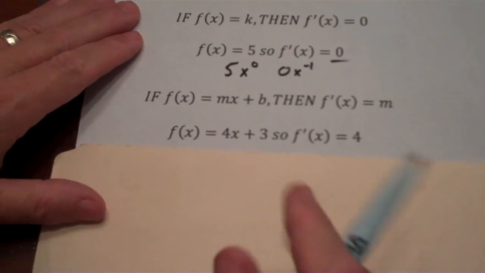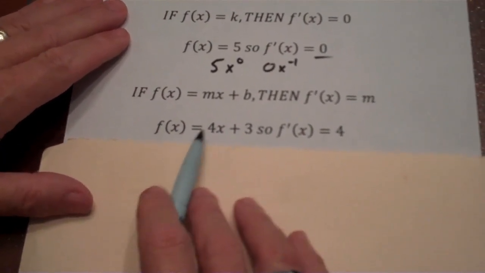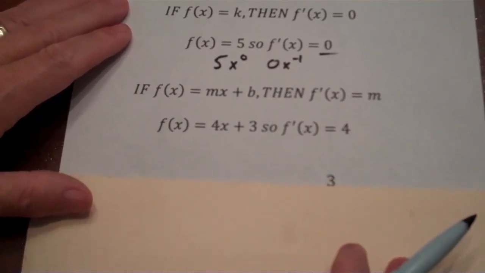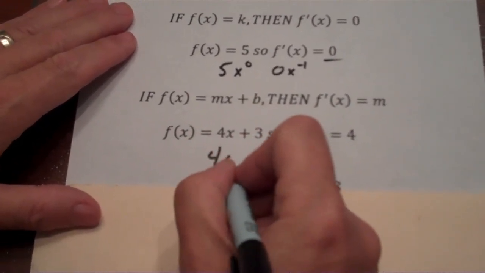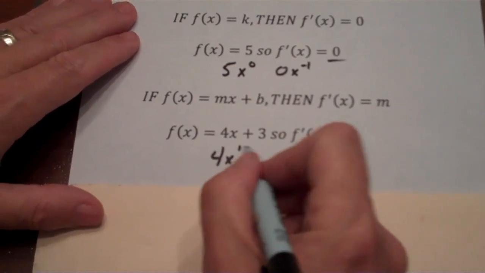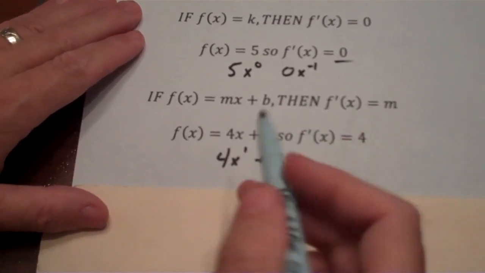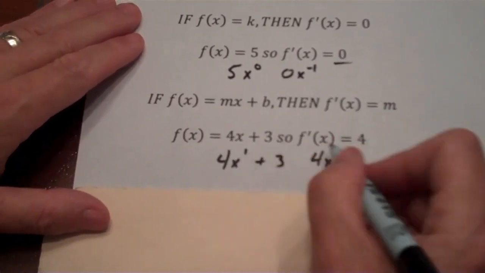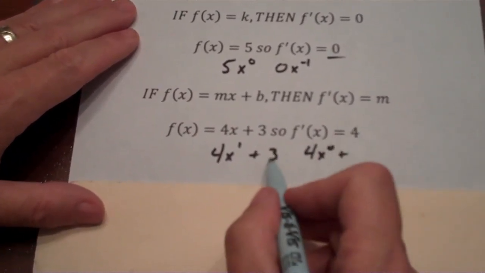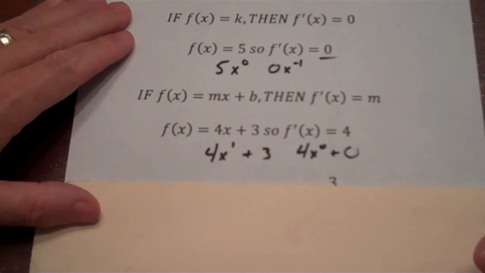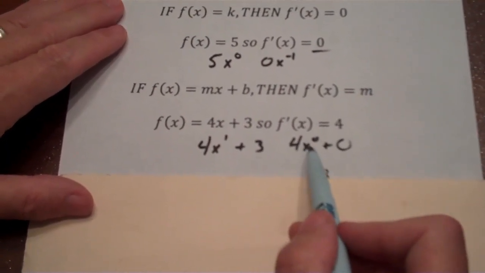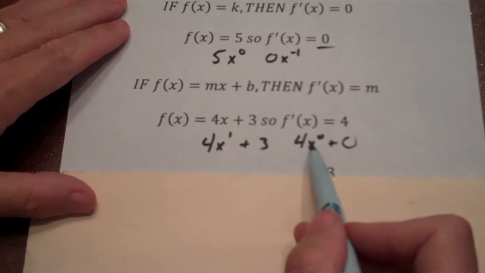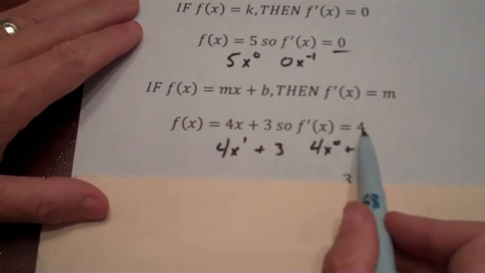But let's go ahead and look at an example. What I'm saying is if we have the line 4x plus 3, the derivative would be 4. Well, let's think about this for a minute. That really says 4x to the 1 plus 3. Use your power rule. 1 times 4 is 4 times x to the 0. And of course the derivative of a constant is 0. So 4 times anything to the 0 power is 1. 4 times 1 is 4. Plus 0, of course, is 4.